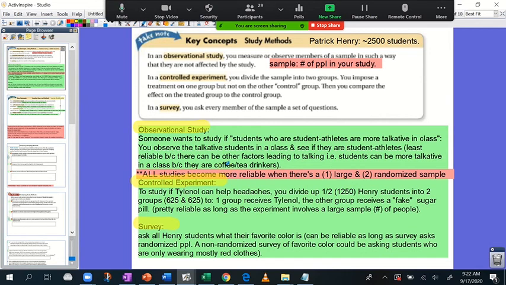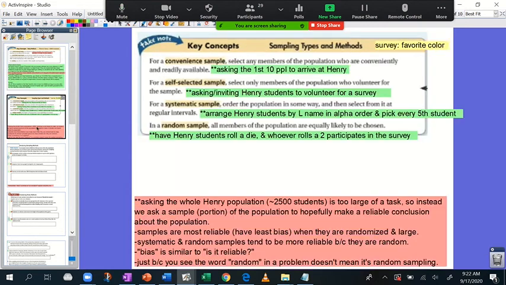But it makes pretty easy sense because you're just observing a certain group of people, a certain number of people, a certain sample of people. All right, let's go on to the last slide here for notes. This one should be easier.